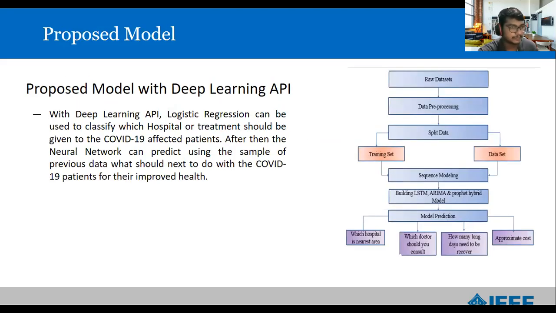In our proposed model, the API gateway is responsible for request routing, composition, and protocol translation. An API gateway provides all kinds of information related to the data to each of the application clients with the help of a custom API. In deep learning, logistic regression can be used to classify which hospital or treatment should be given to the COVID-19 affected patients. After that, the neural networks can predict, using samples of previous data, what should be done next for the COVID-19 patients for their improved health.